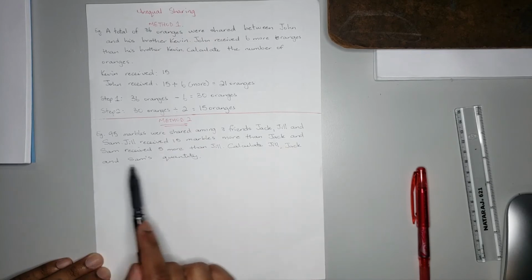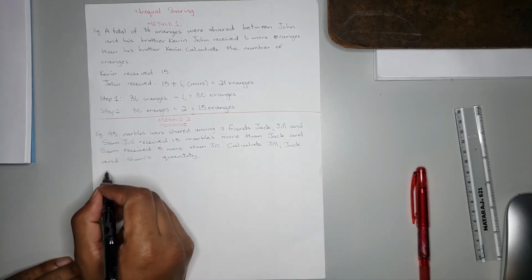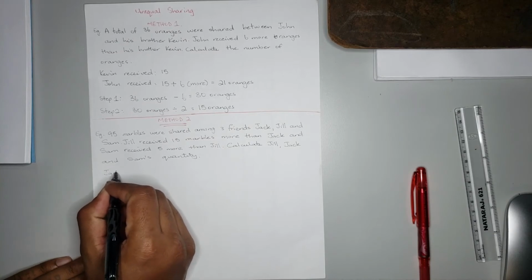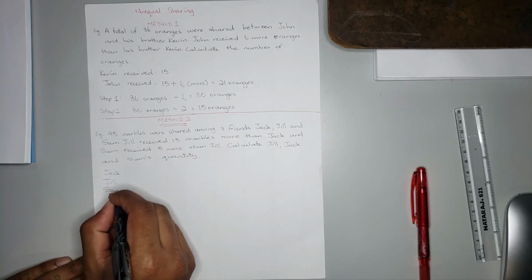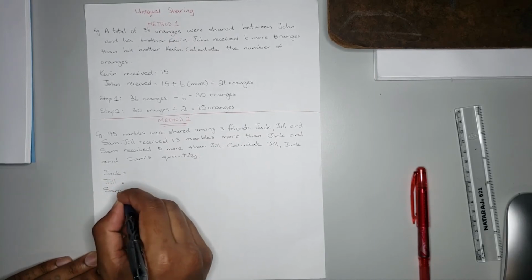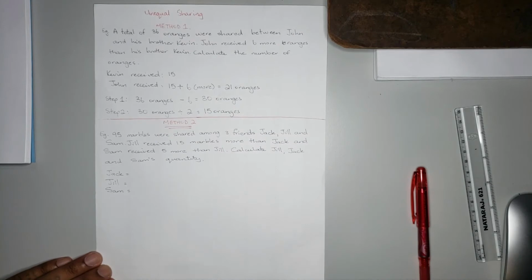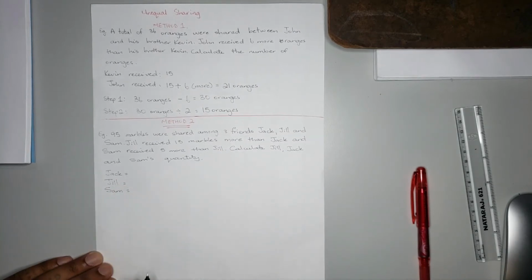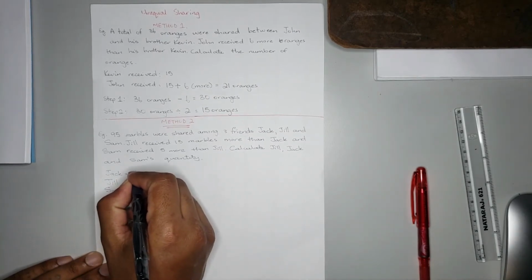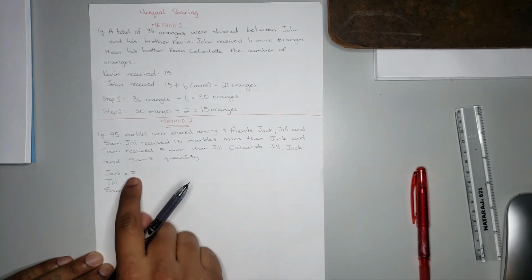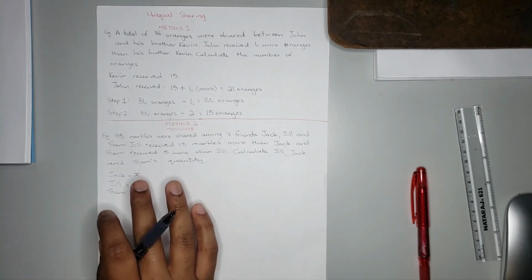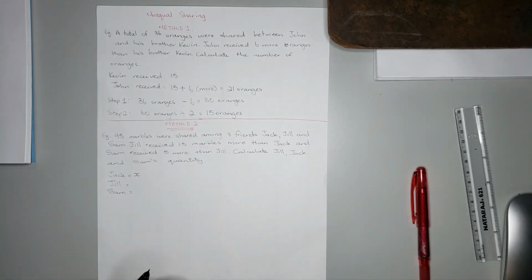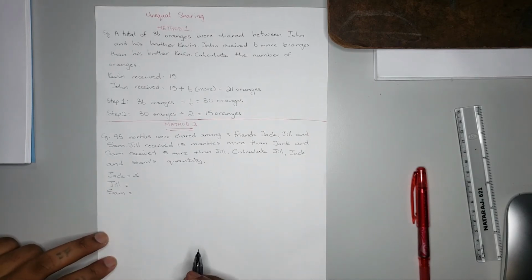Calculate Jill, Jack, and Sam's quantity. So, we have Jack, we have Jill, and we have Sam. We do not know how many marbles Jack received, so we put the unknown variable x. X here will represent whatever quantity Jack received.